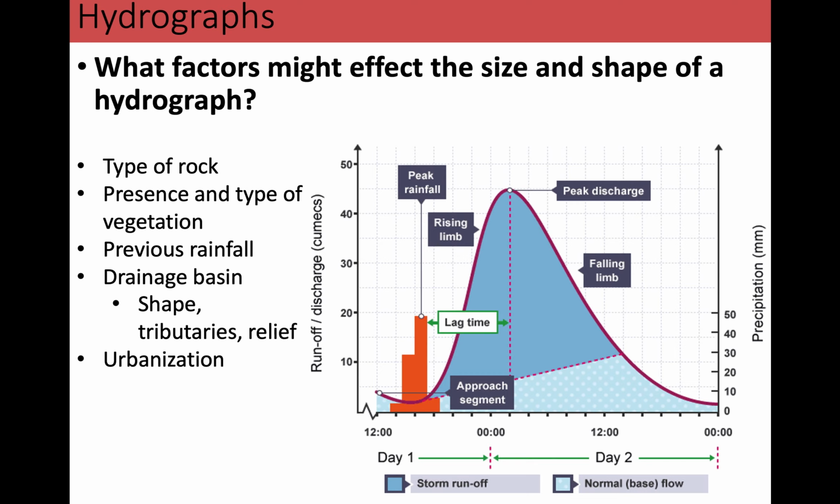The last one would be urbanization. So are there parking lots, are there sidewalks, are there towns nearby? That is going to cause your flood to be more like a flash flood, and a more dangerous flash flood, because water will just run off on top of the asphalt, on top of the pavement, instead of absorbing into what could be soil underneath.